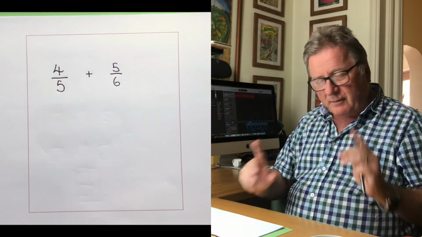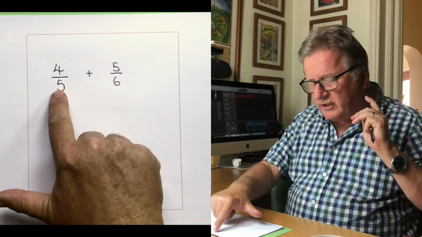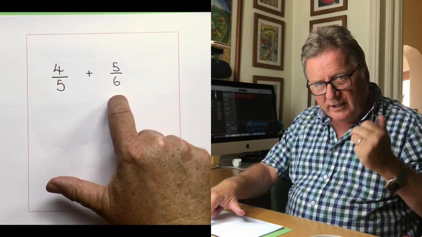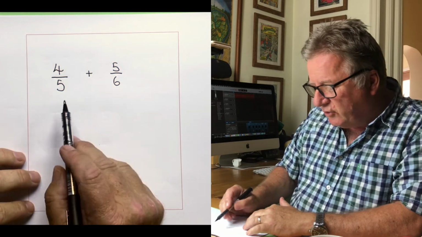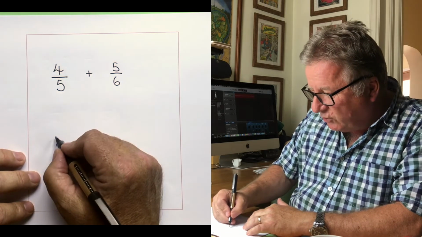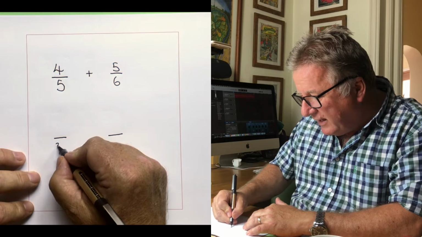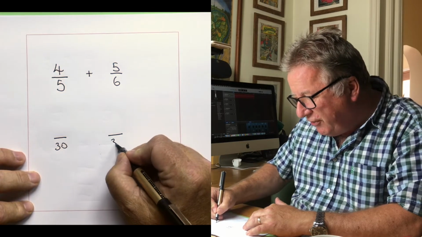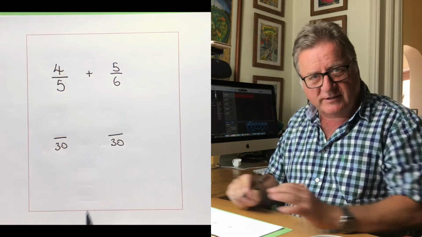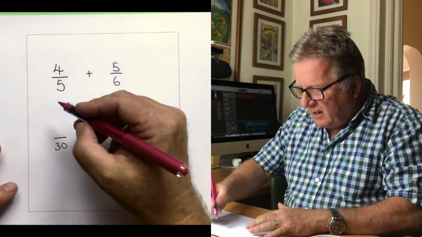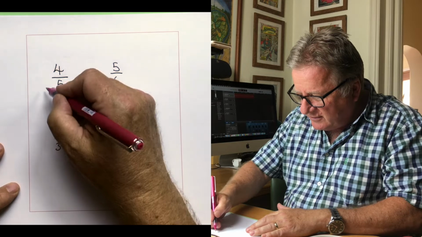Otherwise, just sit back, but I'd like you to think, what are you going to change the 5 and the 6 to? Well, here you go. You could either do 5 times 6 or think of your 5 times table and your 6 times table, and you'll see they're both 30ths. 30ths, okay?